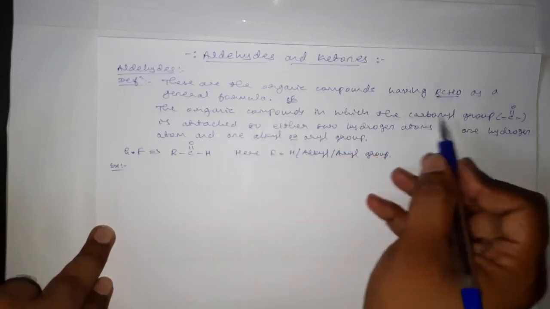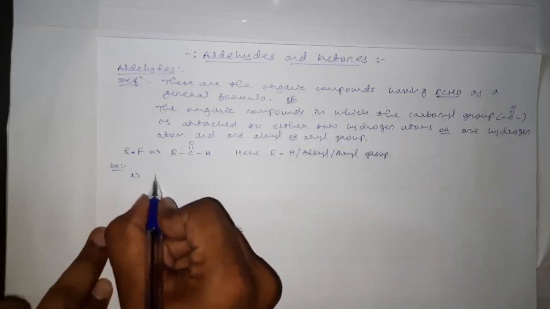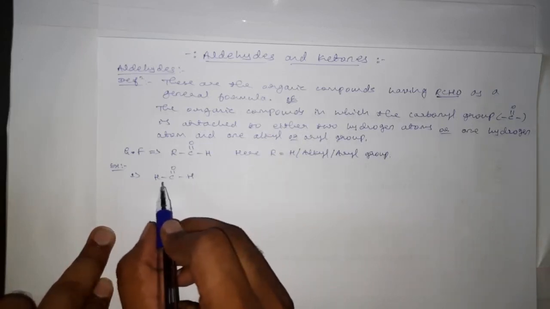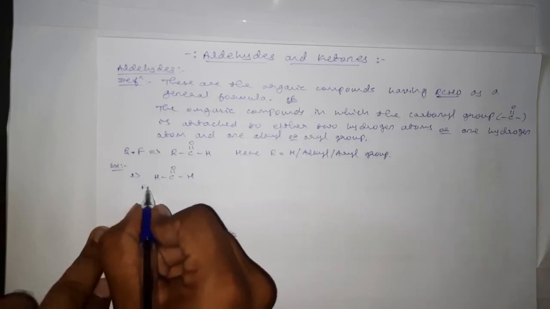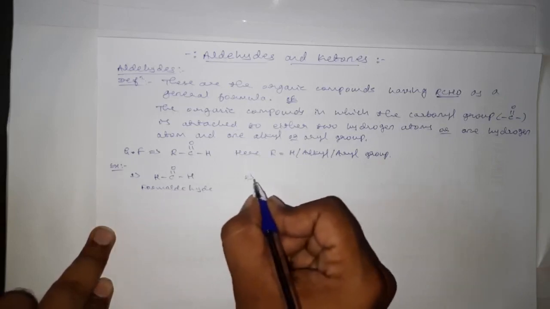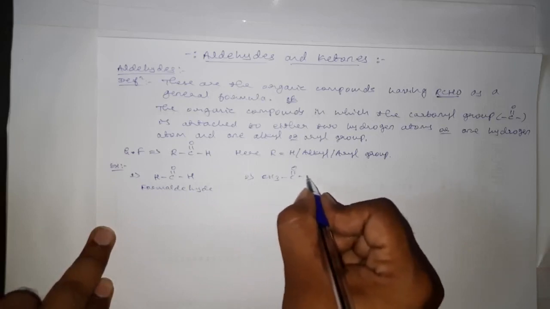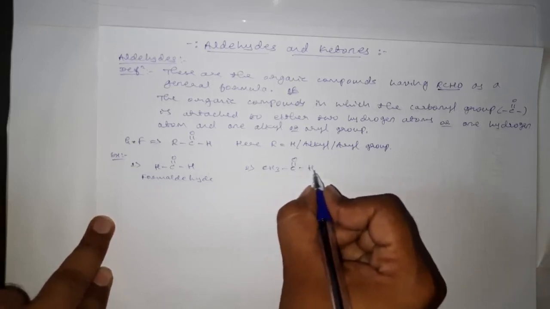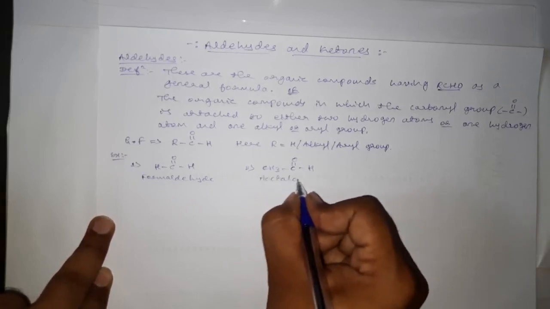The organic compounds in which the carbonyl group is attached to either two hydrogen atoms. Take first example, H C double bond O H. Here this carbonyl group is attaching to two hydrogen atoms, and therefore it is a aldehyde. Its name is formaldehyde. And we can take CH3 C double bond O H. Correct? And here the carbonyl group is attached to one hydrogen and one alkyl group. Okay. This is acetaldehyde.